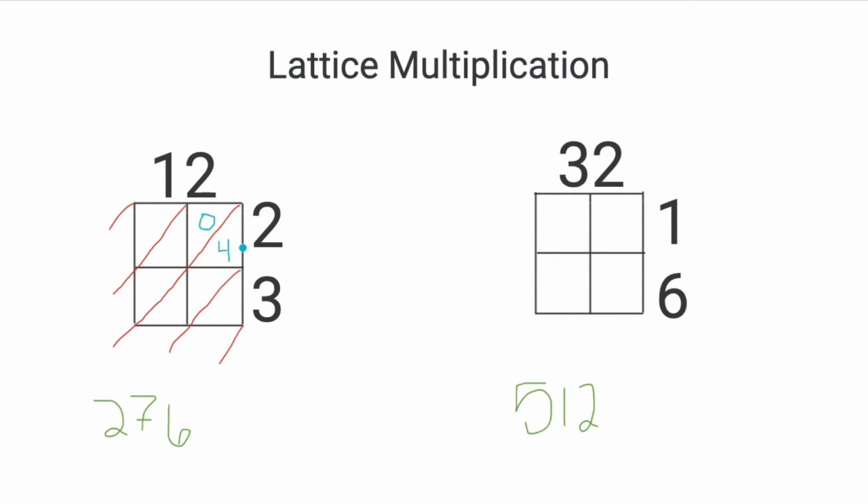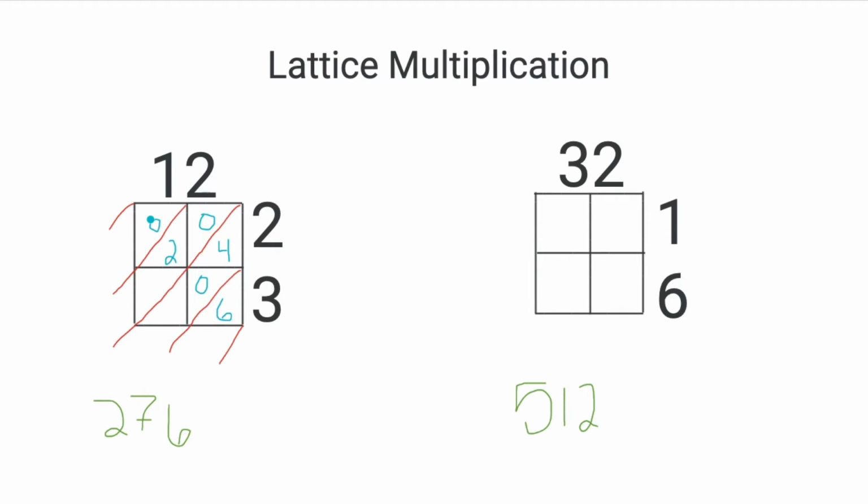Then we have a choice. We can work our way this way, or we can work our way that way. I'm just going to work my way down. So 2 multiplied by 3 is 6. Again, put a 0 up here. 1 multiplied by 2 is 2. And 1 multiplied by 3 is 3.